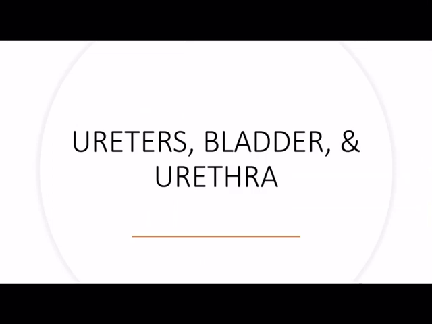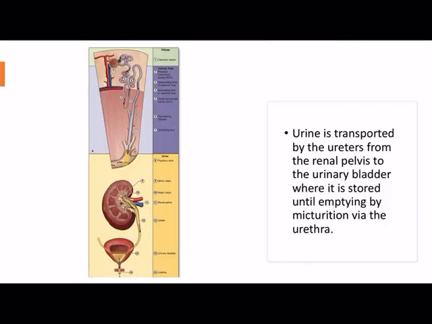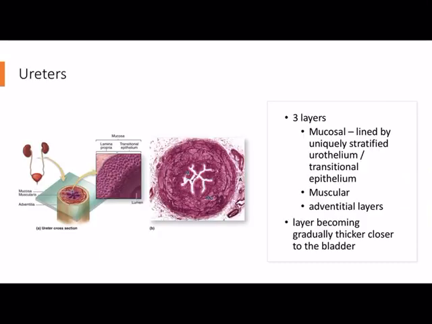So now going down to the ureters, your bladder, and your urethra. So urine. This is again the transport of your urine by the ureters from your renal pelvis to the urinary bladder, where it is stored until emptying by micturition via the urethra. Your ureters have 3 layers: the mucosa, the muscularis, and your adventitia. Nearest the lumen would be your mucosa, which is lined by a uniquely stratified uroepithelium or transitional epithelium.